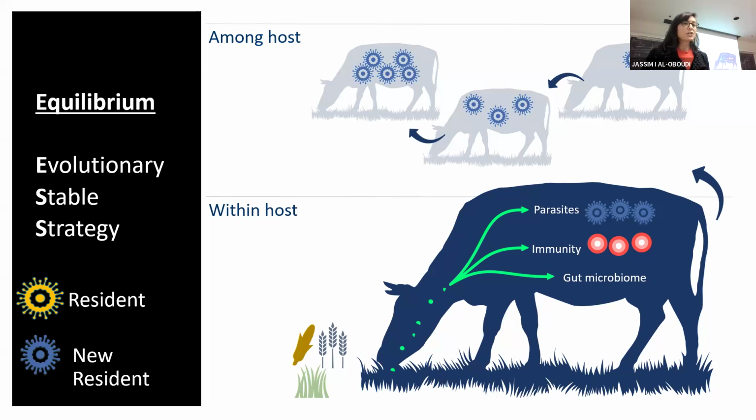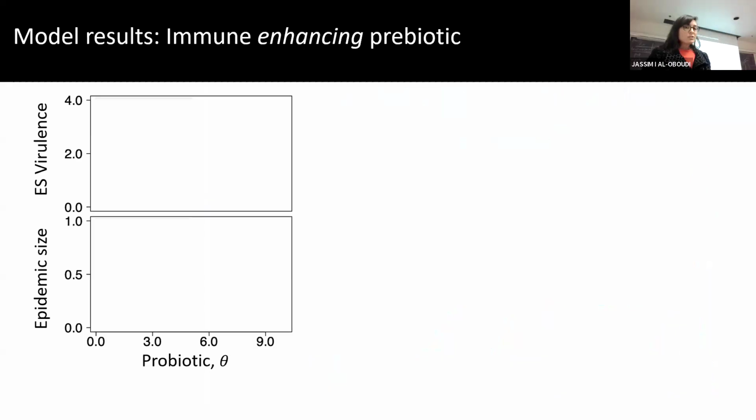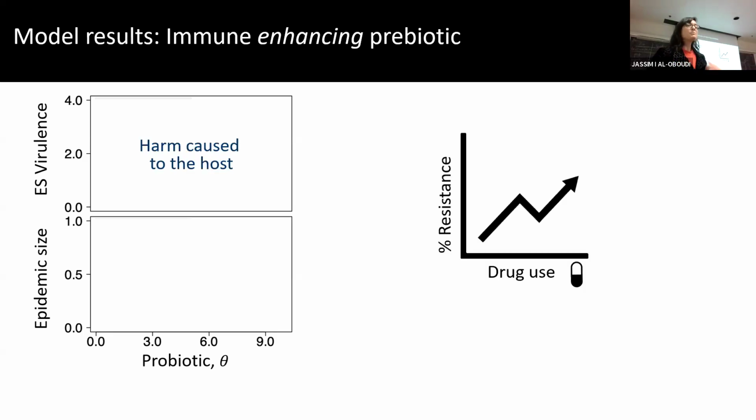Okay, so what do our results look like? I'll show you, for example, one case where we have increasing levels of probiotic on the x-axis. On the top graph, I'll show you this evolutionarily stable virulence. So this is that winning strategy of virulence. So what's the direction of virulence? What's the evolutionary trajectory of virulence under these different probiotic conditions? And then how does that affect the size of the epidemic at the herd level? And remember that virulence is harm caused to the host.